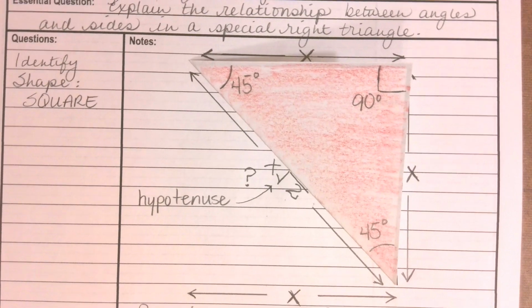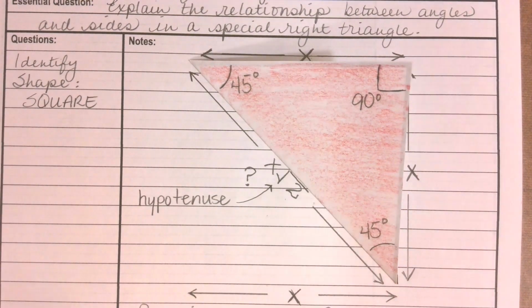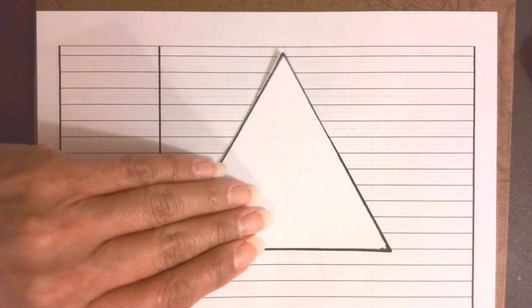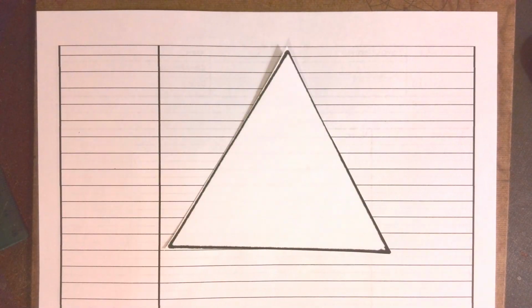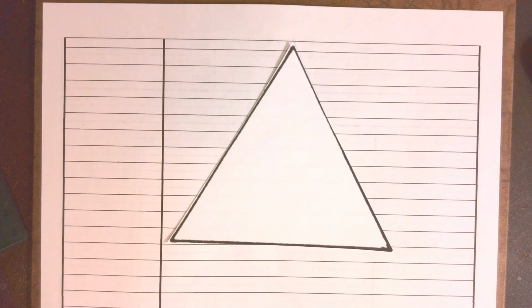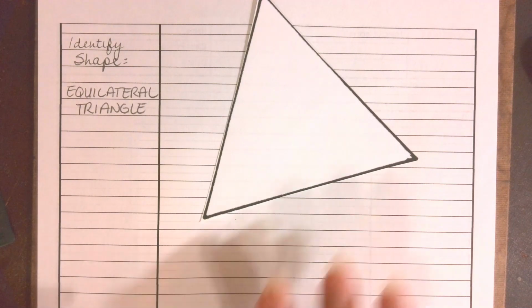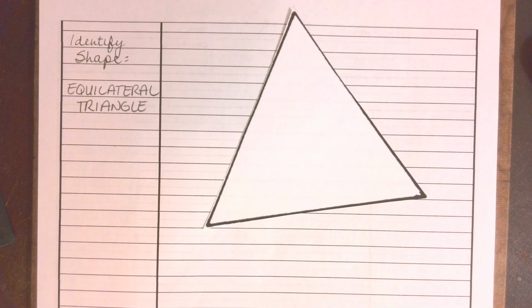All right, so there we go. All right, so let's go to the other side. So I want you to repeat the same thing that we just finished doing, but now let's work with this shape. So go ahead and identify what that shape is. Okay, so did you identify the shape as an equilateral triangle? This is what this shape is.